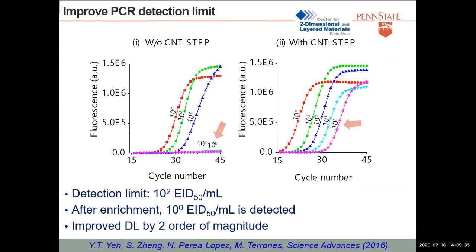This is the detection limit in the PCR detection. With this device, we were able to increase the detection limit of the PCR by 2 orders of magnitude. So it was 100 times better, even sometimes 600 times better, which is very, very exciting. And this is something we already published.